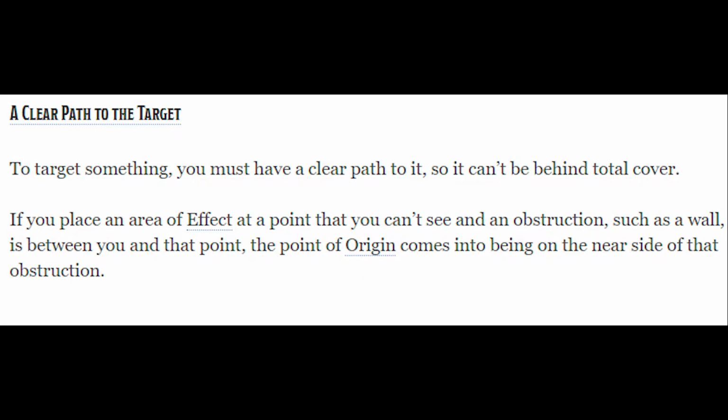The next is if you're targeting something, you have to have a clear path to that target. If you're casting a ranged spell that has an attack roll, it follows the same rules as any other ranged attack when it comes to half cover, 3/4 cover, and you just can't hit it at all if it's behind cover. But even spells that don't require you to roll to see if you can hit, you still need oftentimes a clear path to your target.